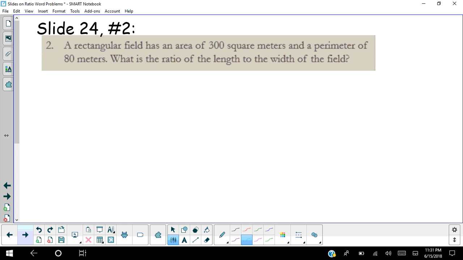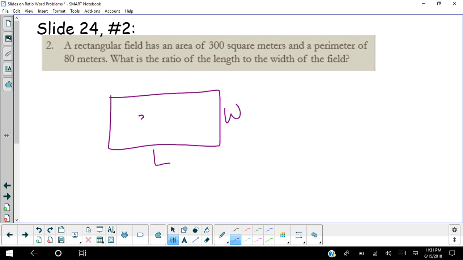Okay, next one, still slide 24, question number 2. This is one from the CE webinar videos that I've also broken into a category on pictorial representations. I think it's helpful to draw pictures. So they tell us we have a rectangular field that has an area of 300 square meters. That means length times width. This area inside here is 300 square meters. Then they tell me that the perimeter around the outside is 80 meters.